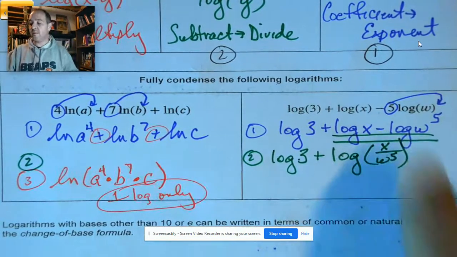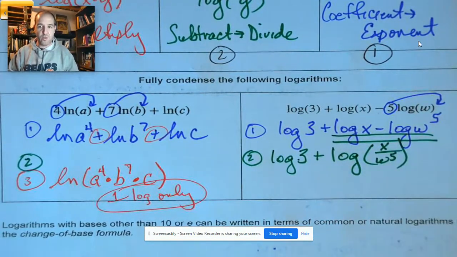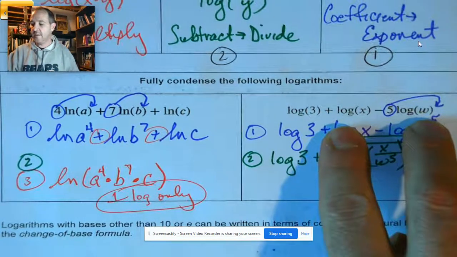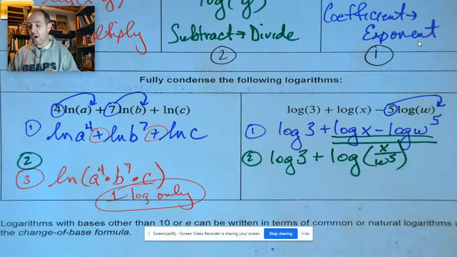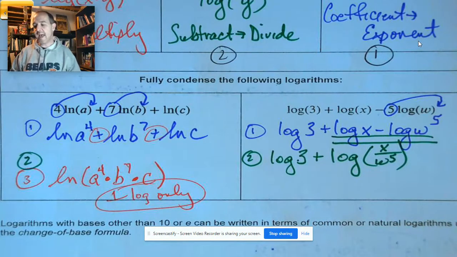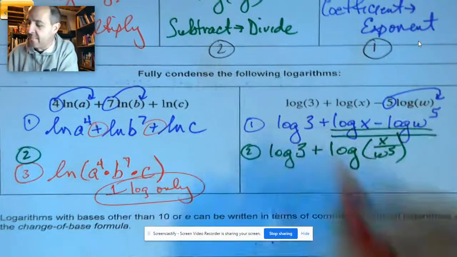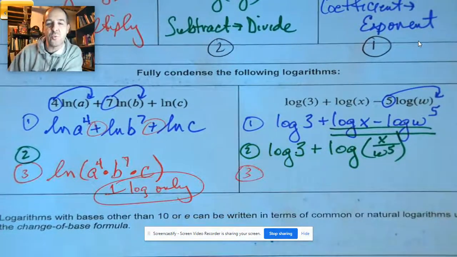Because remember, whenever we condense anything, we're smashing it down into 1. So we have these 2 logs that we were subtracting and condensed it down into 1 fraction. And now we're going to take this last piece and look. Now, let's see if something different happens and how this would change or what we're going to do.